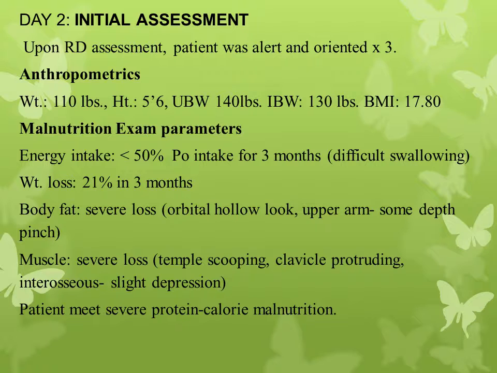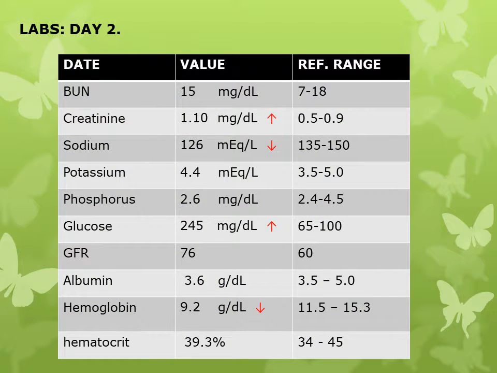Malnutrition examination parameters. Energy intake is decreased by 50% for 3 months with difficult swallowing. Weight loss of 21% in 3 months. Severe body fat loss, severe muscle loss, which put this patient in severe protein calorie malnutrition. These are the labs. The creatinine is high, sodium is low, glucose is high, hemoglobin is low. All other lab values are normal.